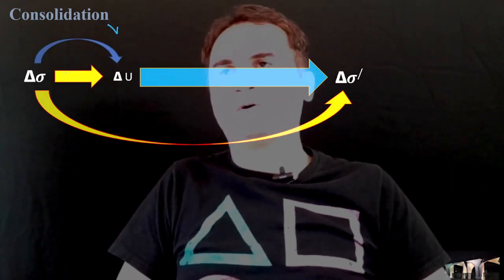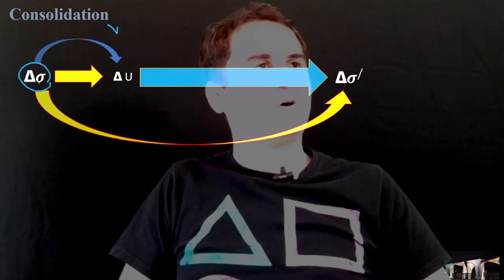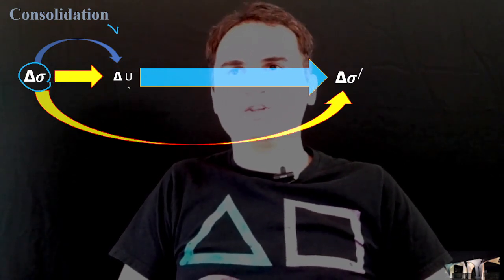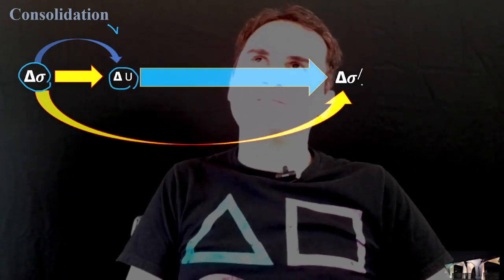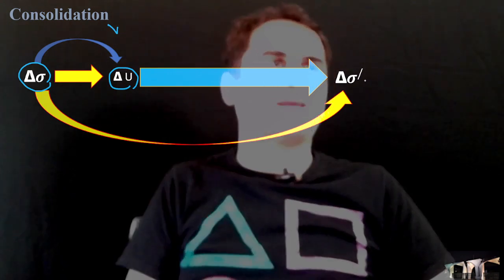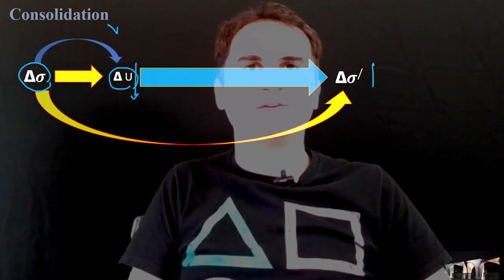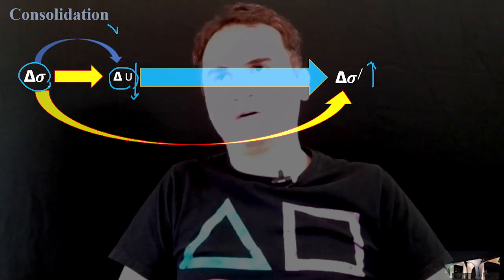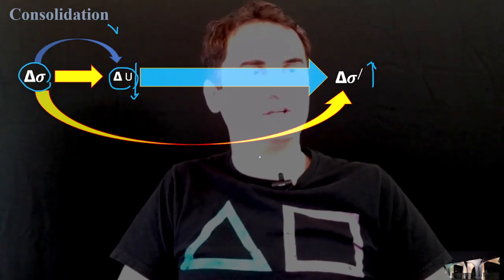So in consolidation, in the previous video, we talked about the process of consolidation. When you apply a stress, delta sigma, or pressure on the soil, it is initially applied to the water, and as time goes on, delta U disappears and delta sigma prime is developed. So the process of translation of delta sigma to delta sigma prime is called consolidation.